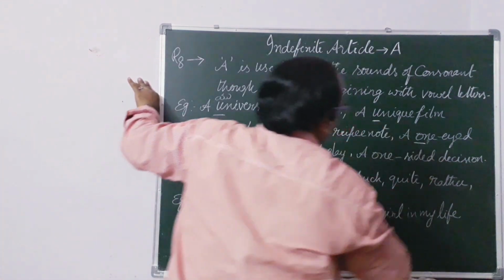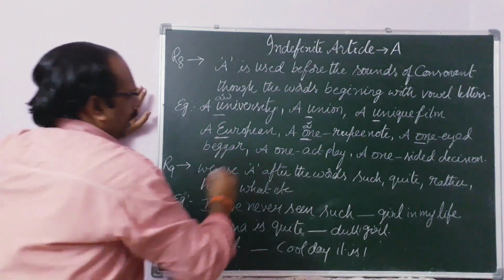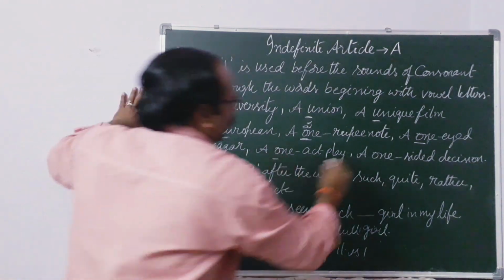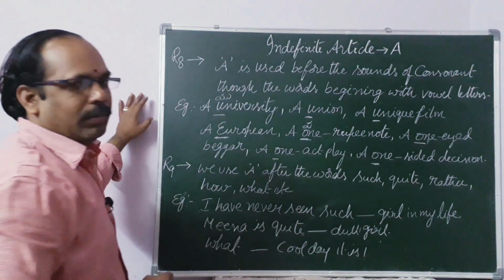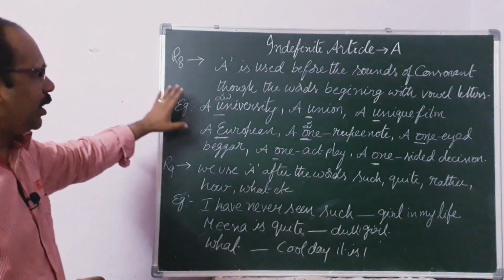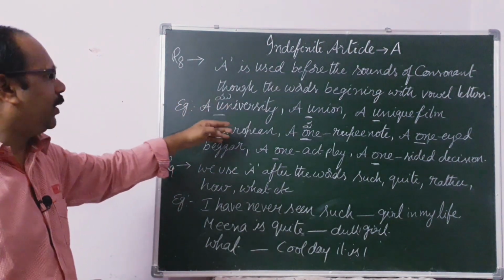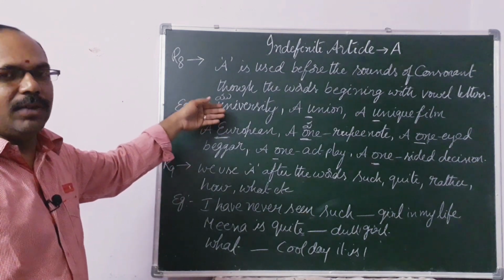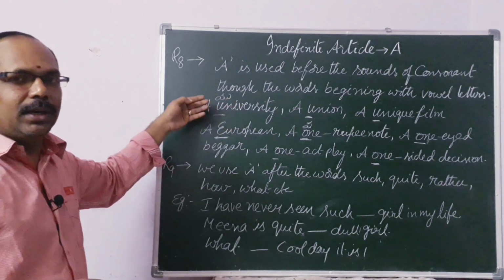Like a one-eyed beggar, a one-act play, a one-sided decision, like that. These are the exception cases. Though the words begin with a vowel letter, when it gives a consonant sound, we should use a.